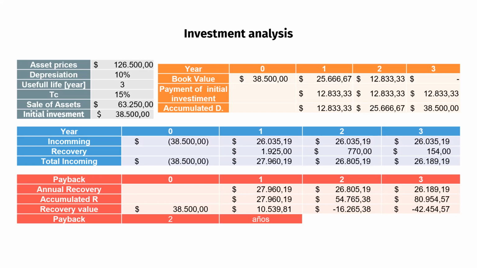Finally, in the third table, the first row represents the value of the profit obtained from the previous table. The second row represents the accumulated profit of the previous year. And the third row, Natalia, please.